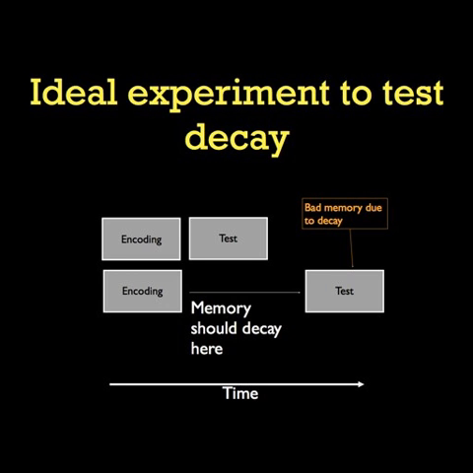Ideally, if it's decay, then you should see bad memory at the second time point due to that decay. So what's going on in this decay period? We are actually starting an experiment soonish in my lab where we're going to have people come in at 9 in the morning and learn a list of objects. We're going to show you a bunch of pictures of objects and then come back at 9 p.m. and test your memory for these things.